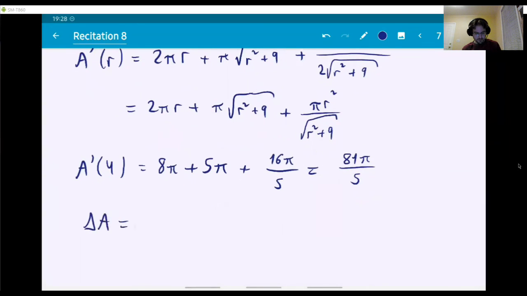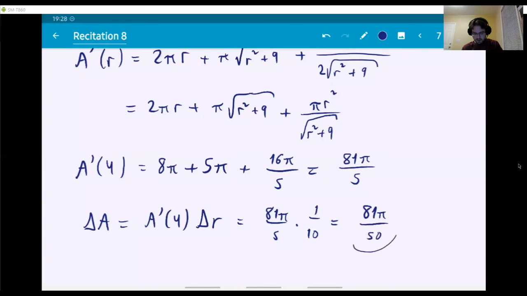Now go back to your formula relating delta A to delta R. That's going to just give you 81 pi over 5 times delta R, which was 0.1 or 1 over 10. So the variation in area is approximately this amount, 81 pi over 50.